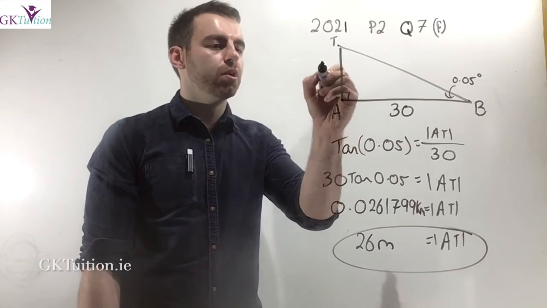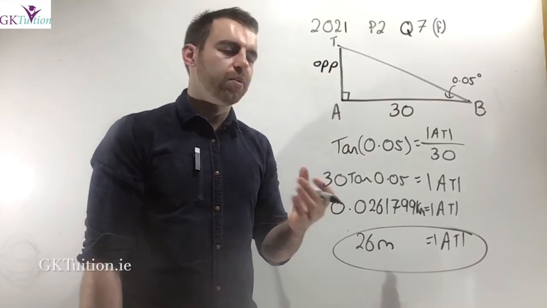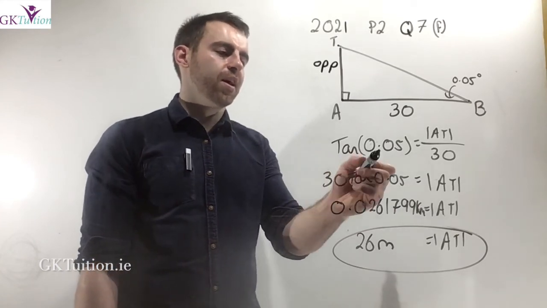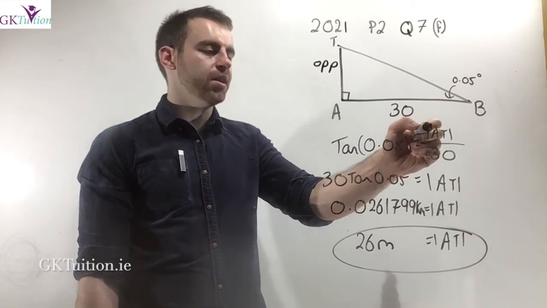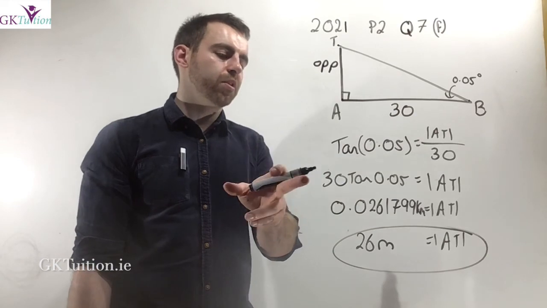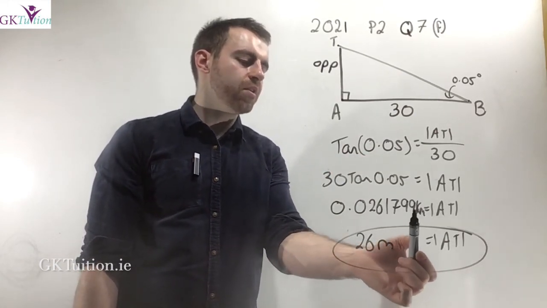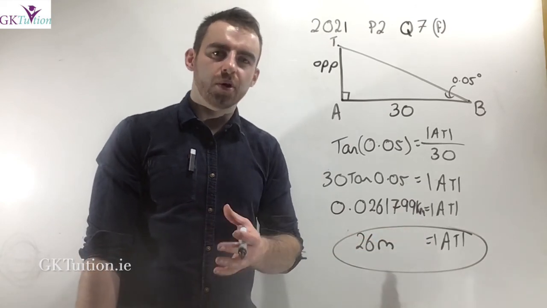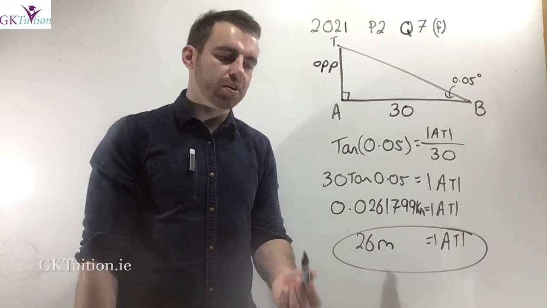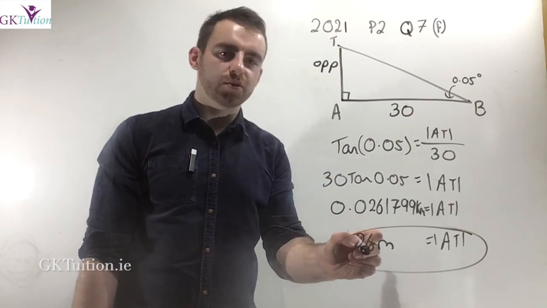So in this case, we're looking for the opposite and we have the adjacent. If we're looking for the opposite and we have the adjacent, we're talking about the tan of the angle. I can say that the tan of the angle is the opposite, which is the distance AT, over the adjacent, which is 30. And then I multiply both sides by 30 and I plug it into my calculator and I get 0.0261799 kilometers. But you'll notice that the question asked us to leave our answer in meters. So obviously there's 1,000 meters in a kilometer. So you multiply this by 1,000 and your answer to the nearest meter is simply 26 meters.